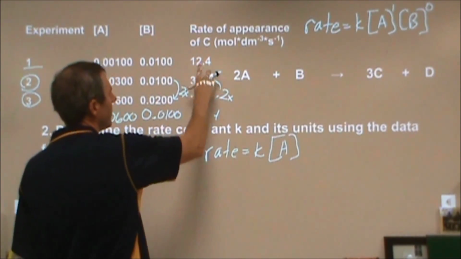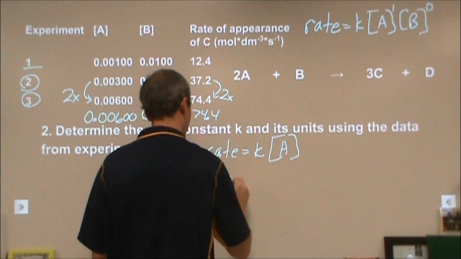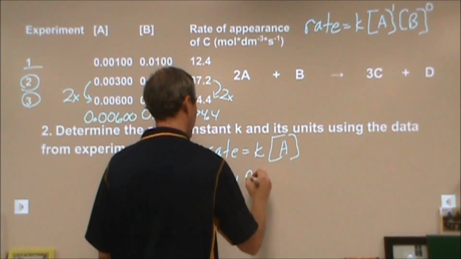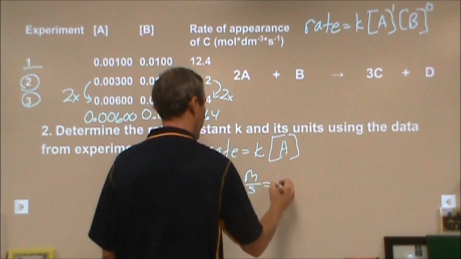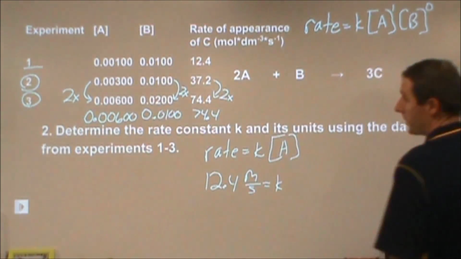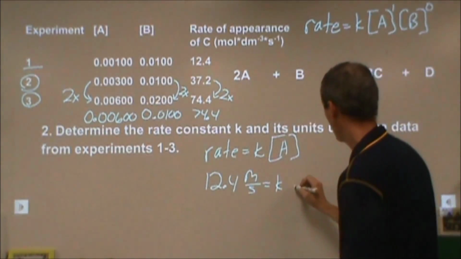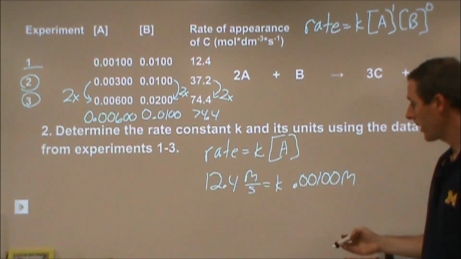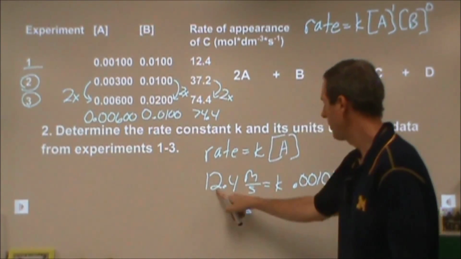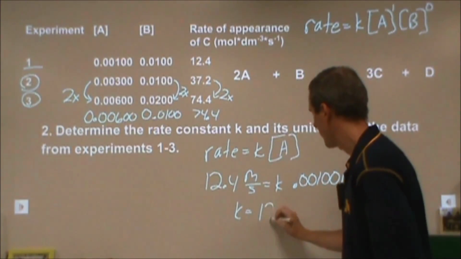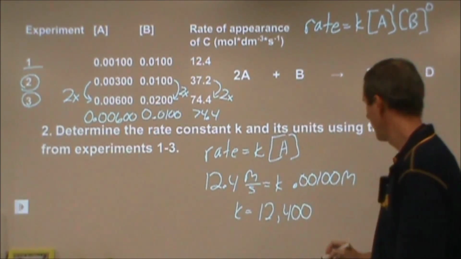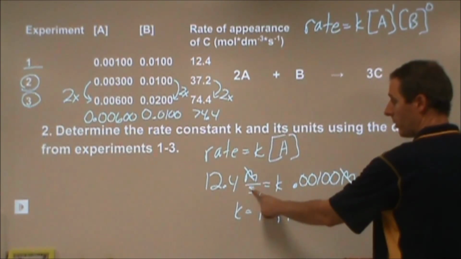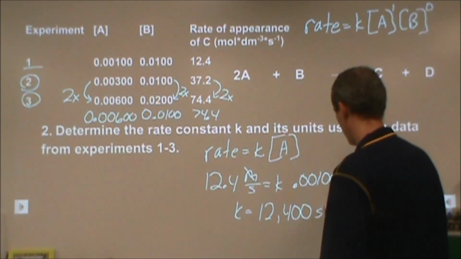So the rate of appearance of C is 12.4, and the units on that, this is molarity per second, is equal to your constant that we're looking for times the concentration of A. And the concentration of A is 0.00100 molar. So K then is going to be 12.4 divided by 0.001. That's, of course, 12,400. And then for the units, the molarities here are going to cancel with each other, and K is going to have units of 1 divided by seconds, or seconds to the minus 1.